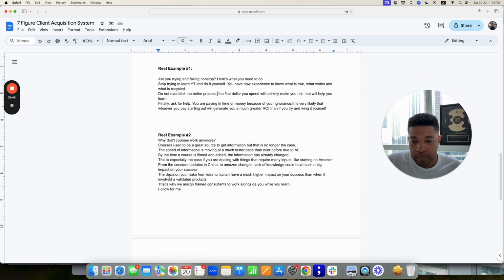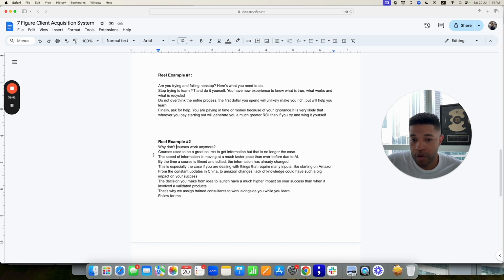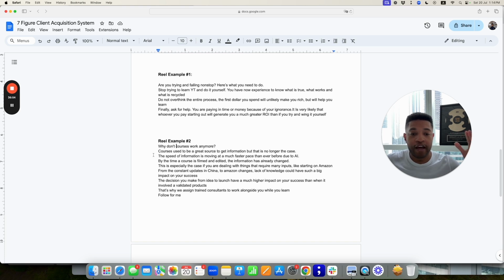So let's go to reel example number 2. Why don't courses work anymore? Because we don't offer courses. So why don't courses work anymore? Well, courses used to be a great source to get information, but that is no longer the case. The speed of information is moving at a much faster pace than ever before because of AI, the big monster in the room. By the time a course is filmed and edited, the information has already changed. This is especially the case if you're dealing with things that require many inputs, like starting on Amazon. You can then link this to whatever your offer is, like doing dropshipping, like forex trading, like something.